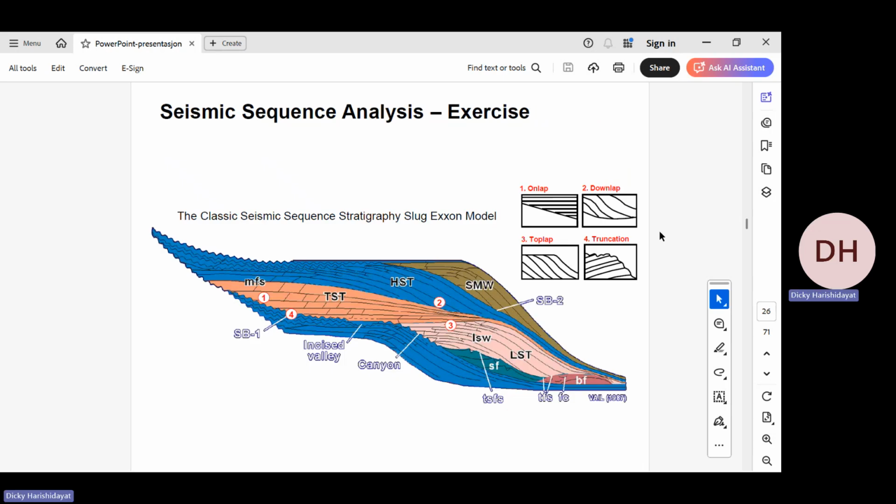So this is just a simple exercise utilizing the Exxon slug models to locate the reflection terminations. In this case, we've discussed the onlap, downlap, toplap, and also the truncation.